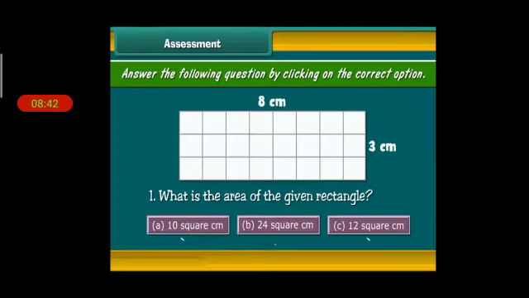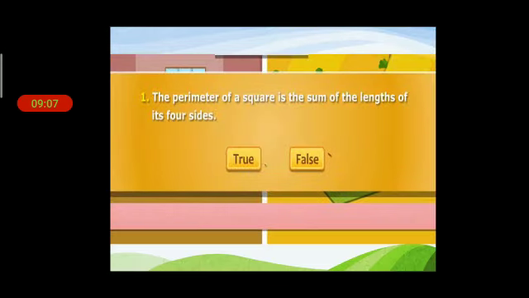So students, here is an assessment for you all. Answer the following question by clicking on the correct option. The area of the given rectangle is 10 centimeter square, 24 square centimeter or 12 centimeter square. Yes, you are right. 24 square centimeter. And the perimeter of a square is the sum of the lengths of its four sides. Is it true or false?